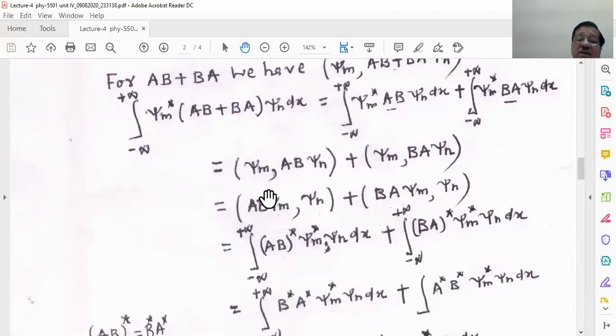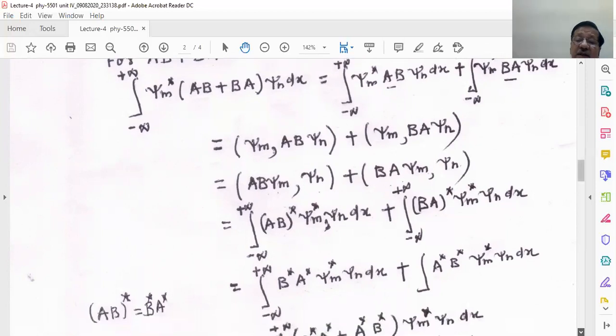And now this bracket notation I convert into the integral form. So this is nothing but AB star psi star psi dx. This is the form you know now. Similarly here it is BA star psi star psi dx. Right? Okay. Now you look at the next step.